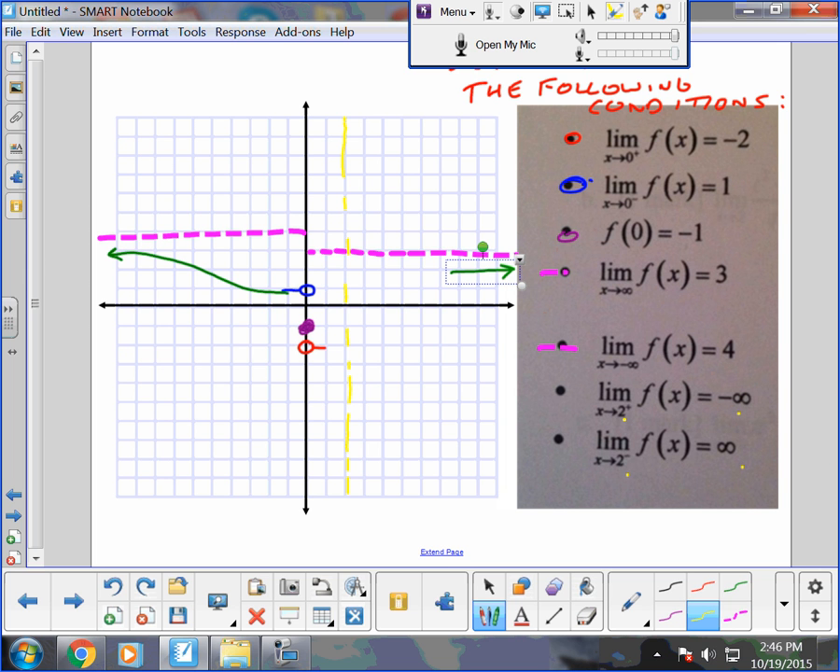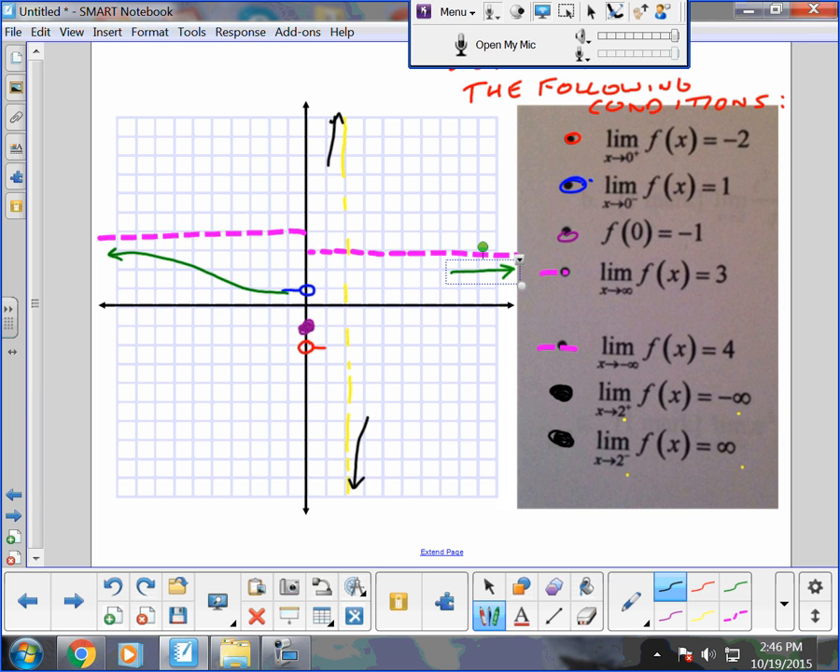Now, what color haven't I used yet? I haven't used green. No, well, yes, I have. I haven't used black. So I'm going to do this one in black. As you come from the right-hand side, it goes to negative infinity. When you come from the left-hand side, I'll do it in black too, it goes to positive infinity.